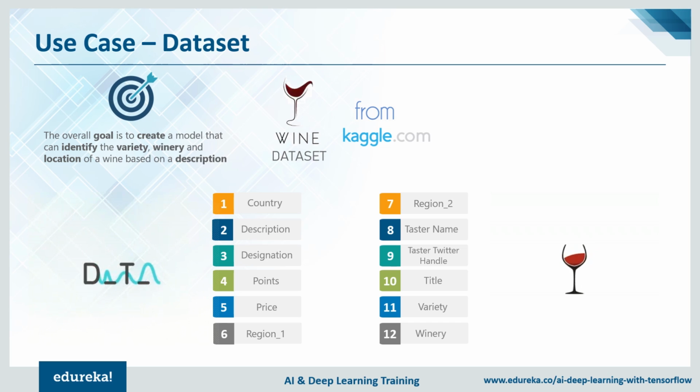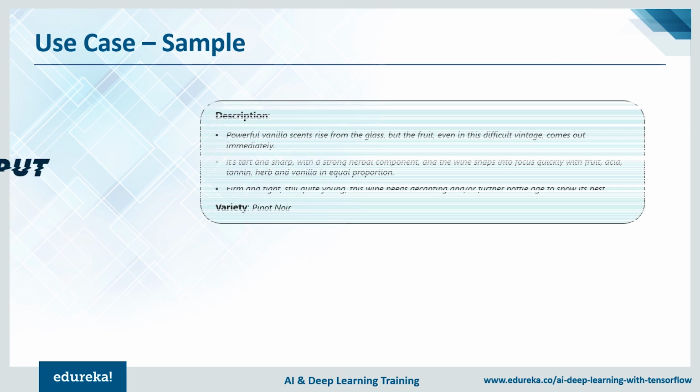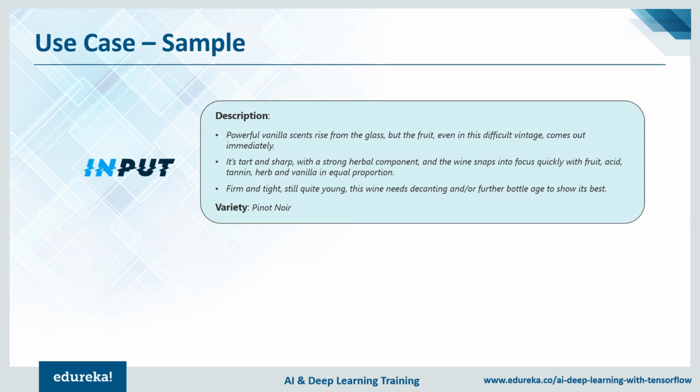Guys, the overall goal here is to actually create a model that can identify the variety, winery, and the location of a wine based on the description alone. And this dataset offers some really great opportunities for sentiment analysis and other text-related predictive models as well. So now that that's clear, we need to take a look at the sample data case. Here we have a description for the wine, such as scent, if it's tart, firm or needs more decanting, etc. So this forms our input for the model, guys. And the output our model provides, just from all of this textual information, is the pricing that it predicts. How cool is that, guys?